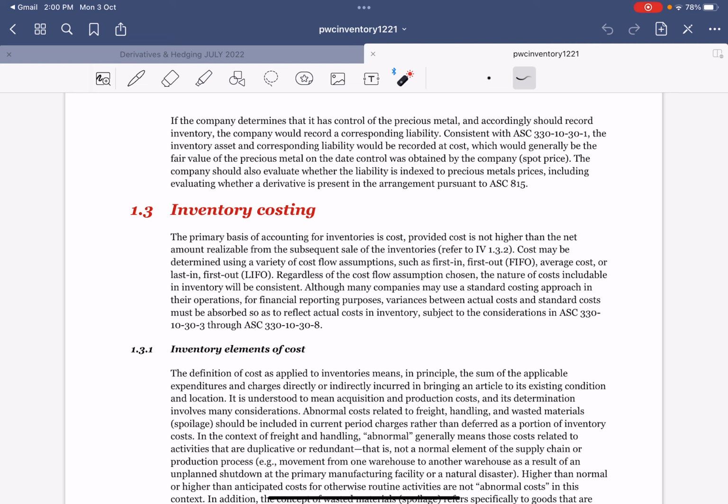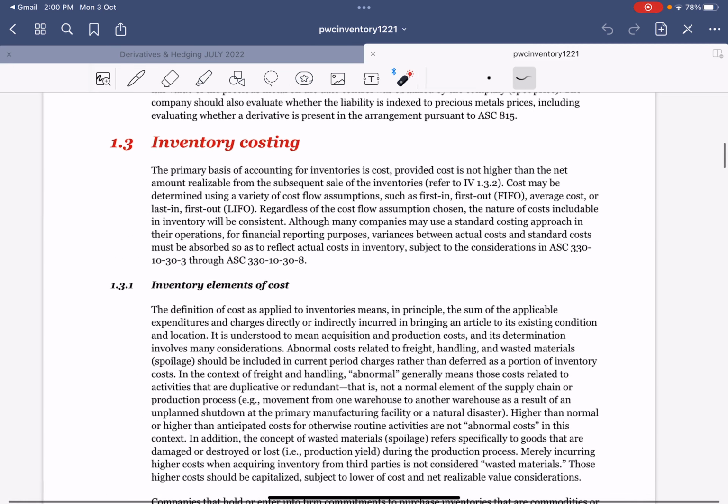The nature will be consistent. Although many companies may use a standard costing approach in their operations, for financial reporting purposes, variances between actual cost and standard cost must be absorbed so as to reflect actual cost in inventory, subject to consideration. So these are using standard costing principles to determine any variances.